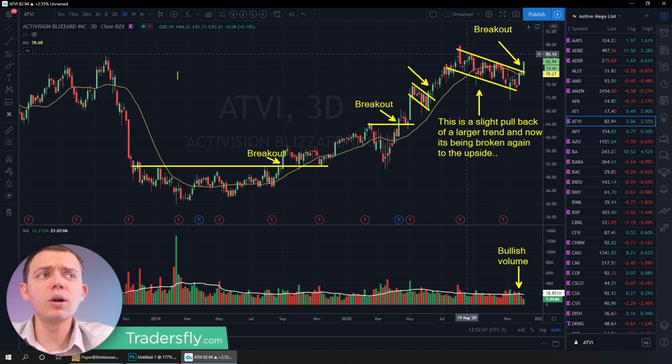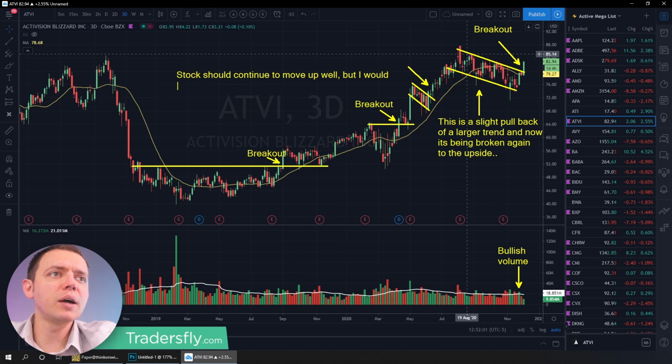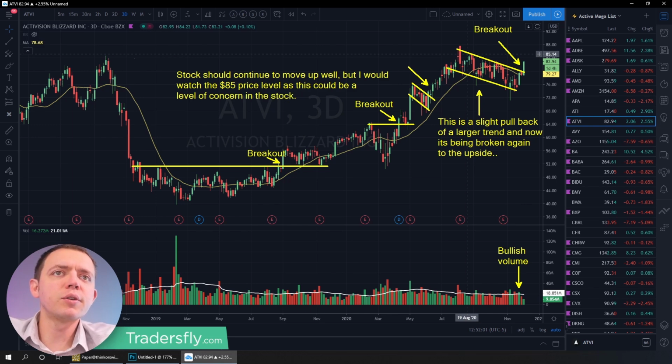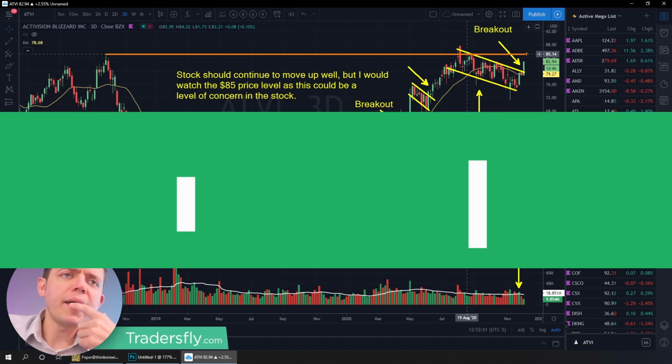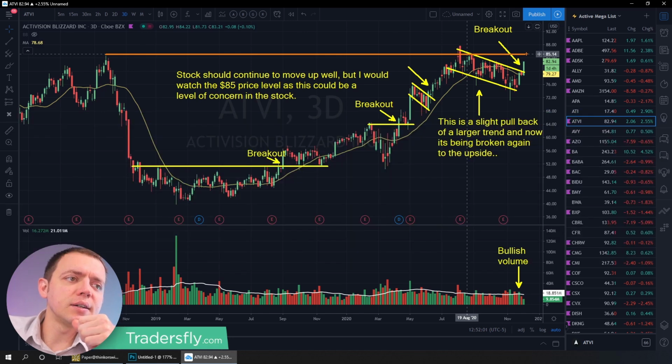Ultimately, the stock should continue to move up well, but I would watch the $85 price level. This could be a level of concern for the stock. That could be a little bit of your resistance, just right up here. But beyond that, the stock is breaking out again to the next spot. It's been doing well, and I think it's moving fairly decently for where it's at.